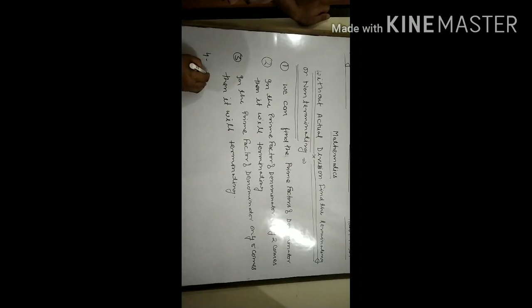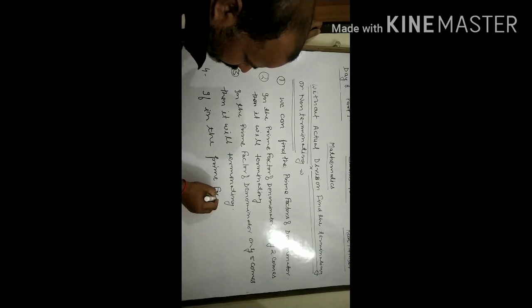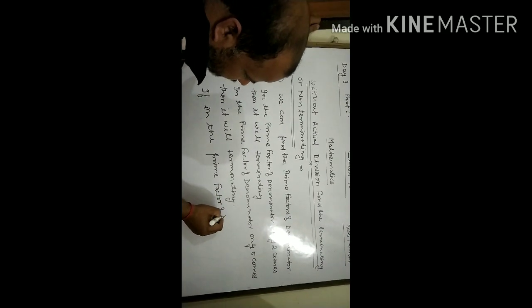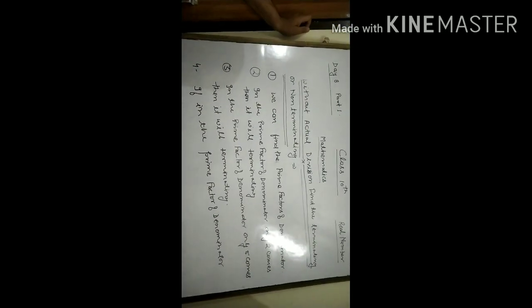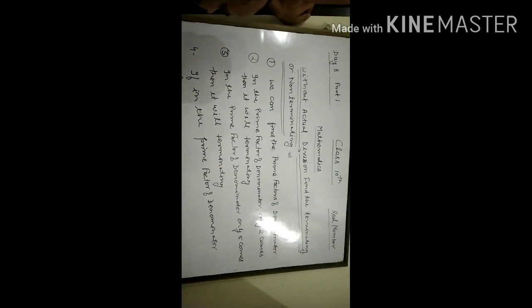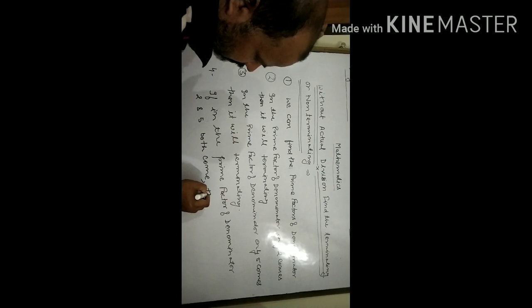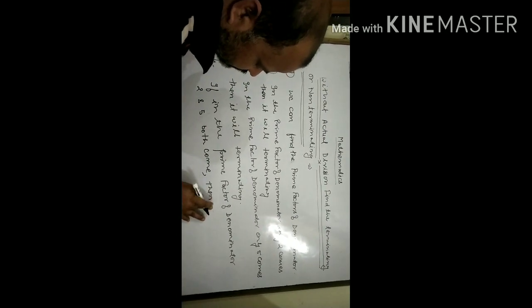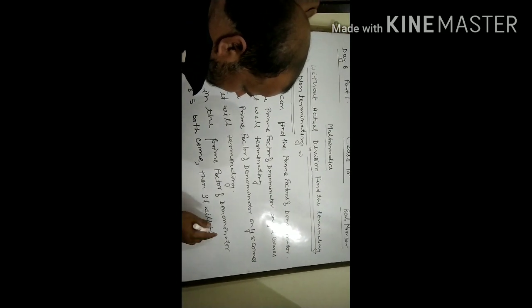And the fourth step: if in the prime factors of the denominator, 2 and 5 both come, then it will be terminating.